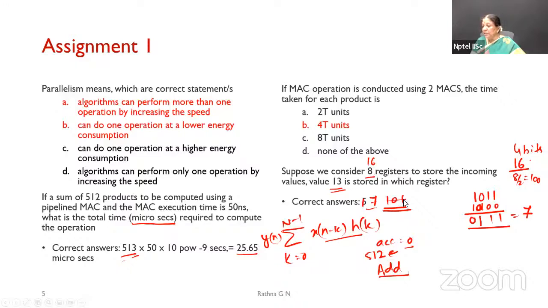As you can see, 1011 is the correct value for 13, and then when we represent it in 16 bits, I have to add 100 to it, so it will become 01.